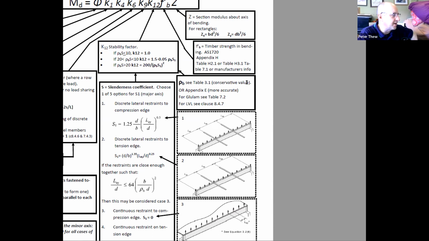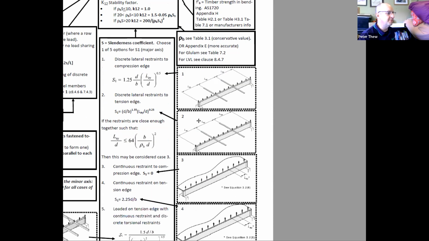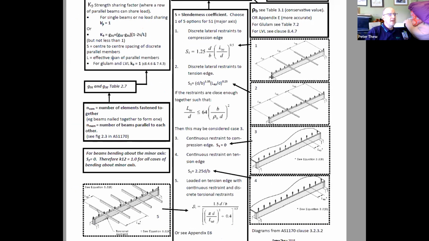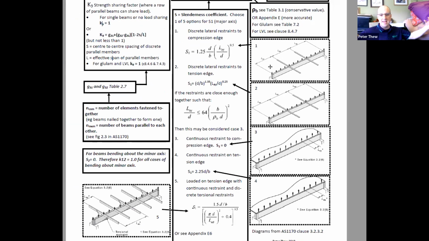And so we've got a bunch of different conditions. So we have to look down at these pictures down here and ask, how is our beam supported? If it's a beam in the air with just the loads on it, it's got virtually no support, then you're looking at this one here, except without those. So your LE, which is your L effective, is the same as the span. Okay. So you'd use condition 1, which is this equation. That is discrete lateral restraints to the compression edge.